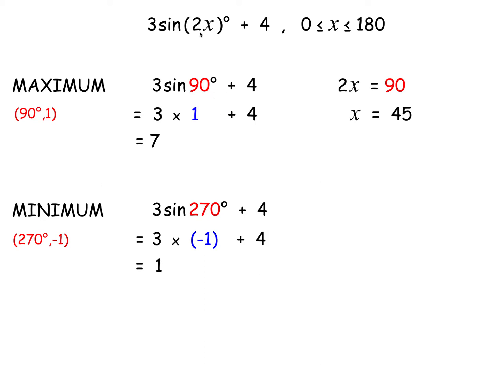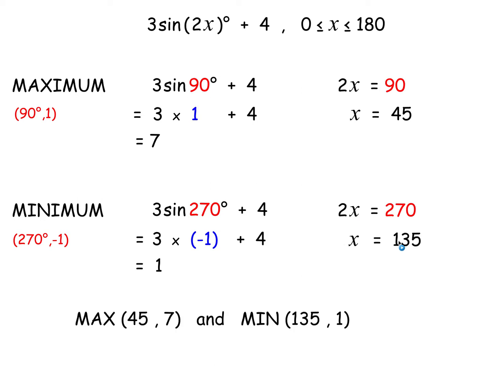When does the bracket become 270? Well, obviously you need 135. And that's the same answers as before, but no graphs involved. All you have to think is sine 90 and 270 and put them in.